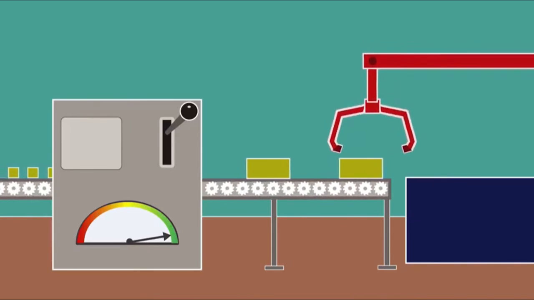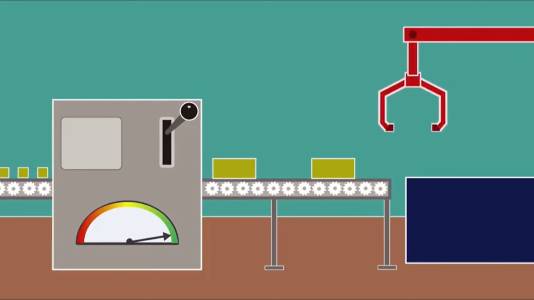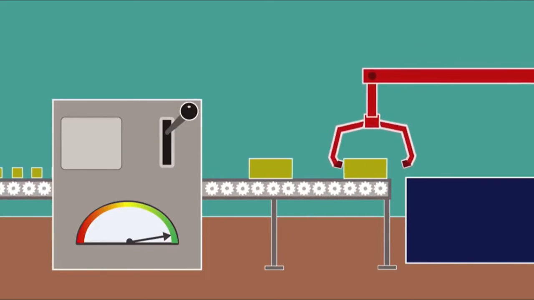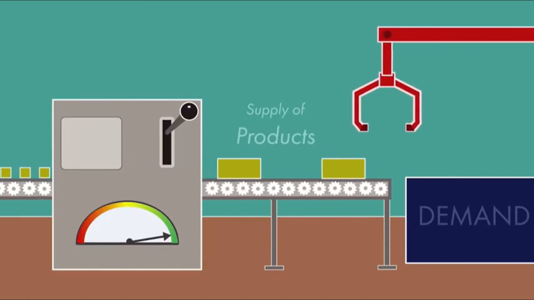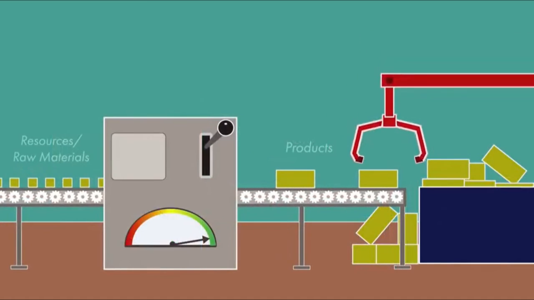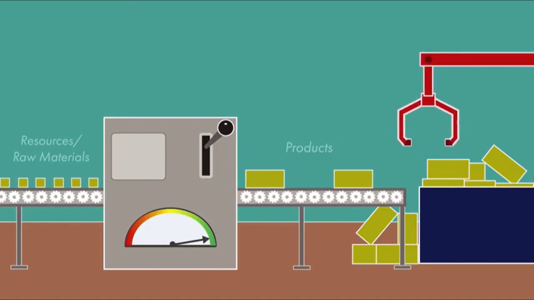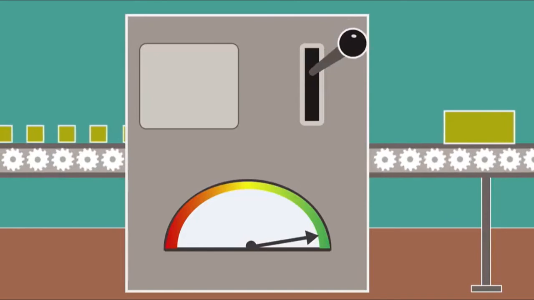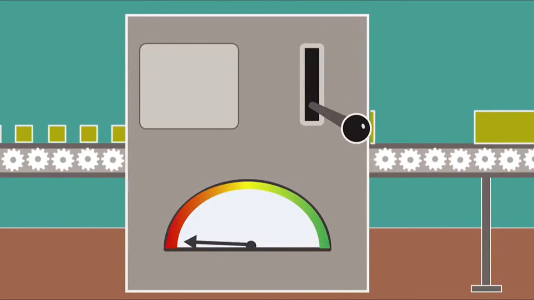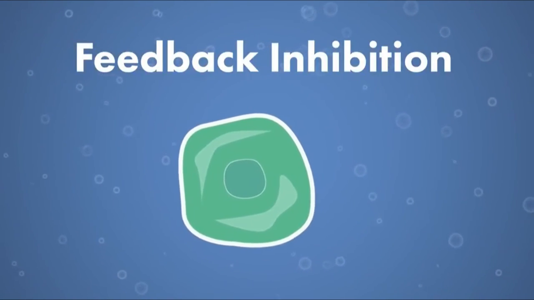This process is analogous to an assembly line where raw materials are converted into products. The assembly line must be monitored to ensure that the supply of products does not exceed demand. If products are being created at a rate that is faster than they can be used, both resources and products are being wasted. The assembly line can produce at a slower rate or stop completely to prevent waste. In cells, this process is called feedback inhibition.